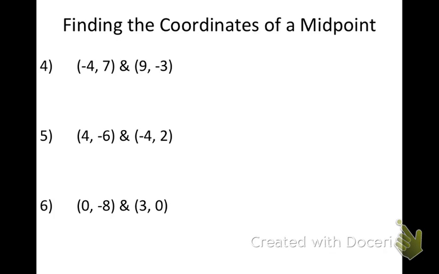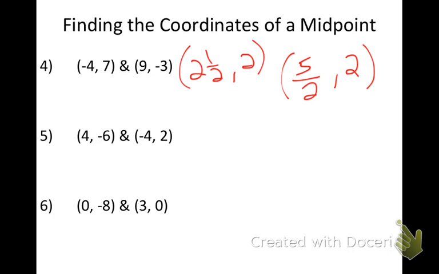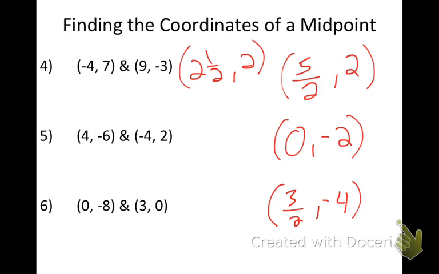All right, number 4. I want to find the midpoint. Cooper, what's the midpoint there? Midpoint is 5 halves, 5 over 2, and 2. You also could have said 2.5, comma 2, right? 5, Lance, what's my midpoint there? 0, negative 2. 0, negative 2, good work. And what about number 6, Cole? 3 over 2 and what? Negative 4, good work, sir.